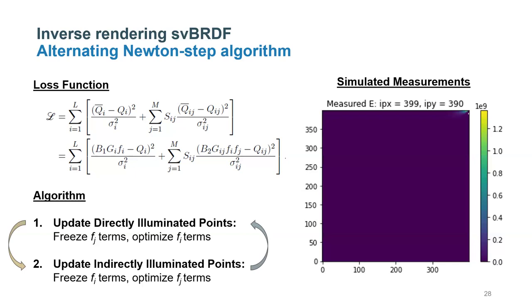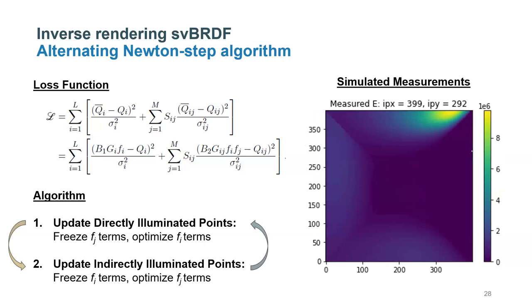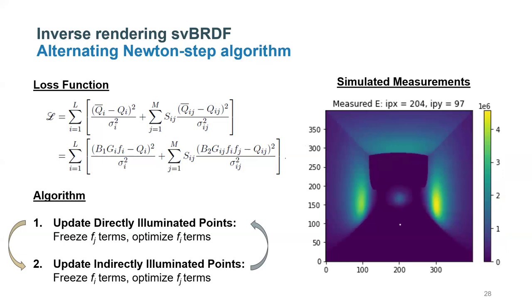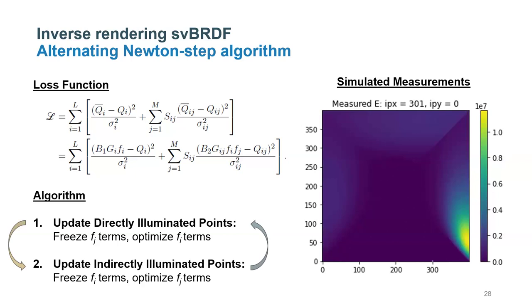And so the reason we went for this alternating optimization was that when you fix the parameters of either the directly or indirectly illuminated points, then this sum in the loss function becomes separable. And so this turns what used to be a gigantic optimization problem that could only be solved slowly with gradient descent into a series of small optimization problems that can be solved quickly in parallel.